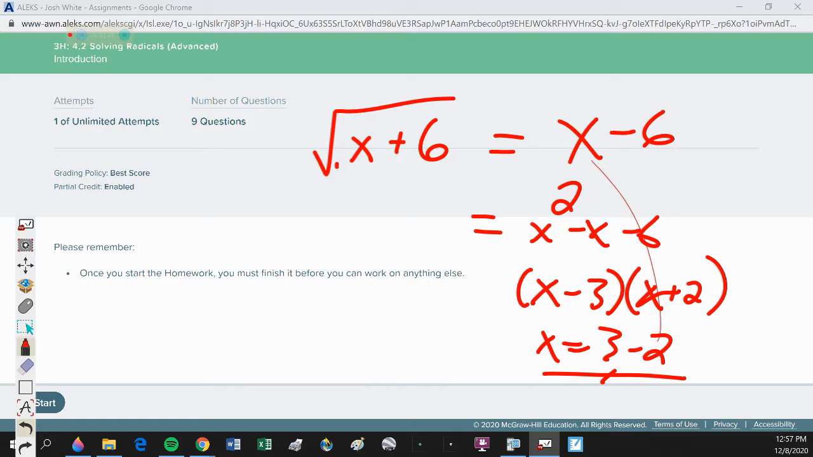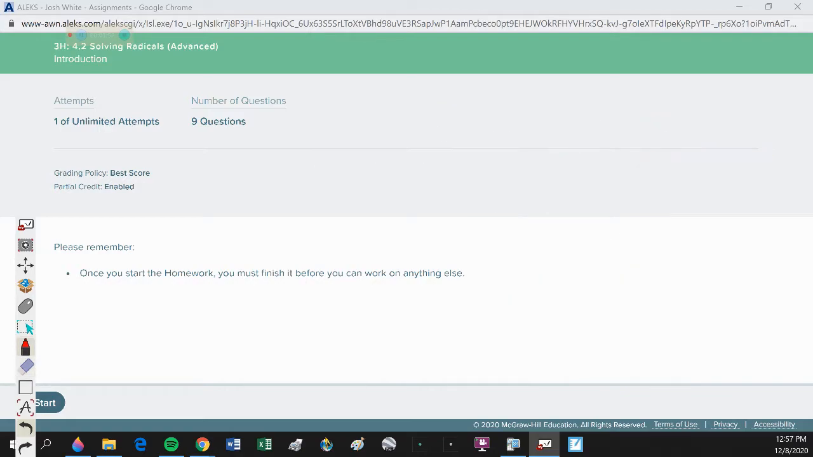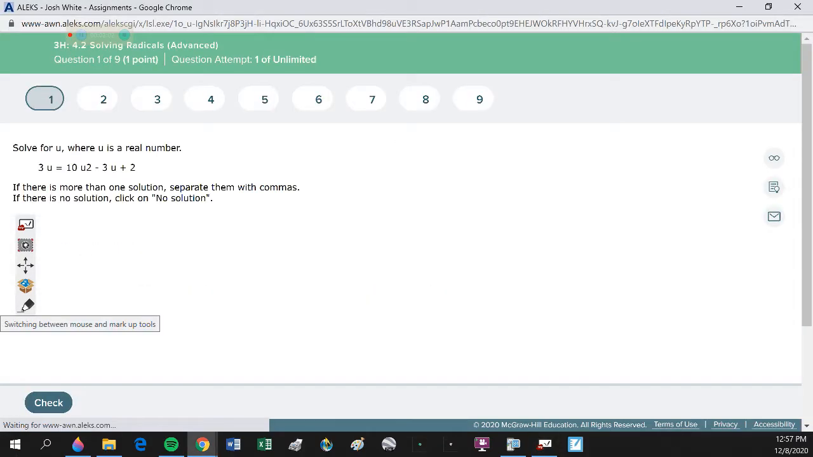So the idea today is exactly the same, but the process is going to take us a lot more time. It's quite complicated. All right, let's dig into one of these.